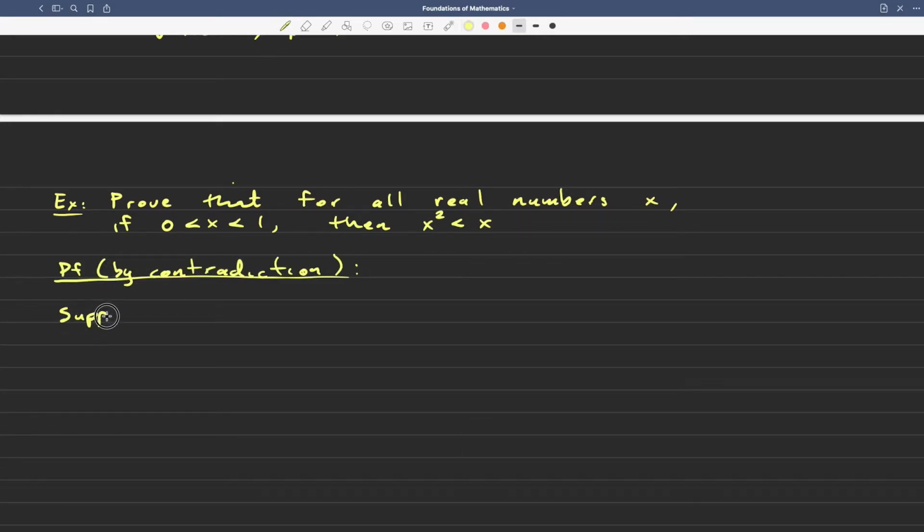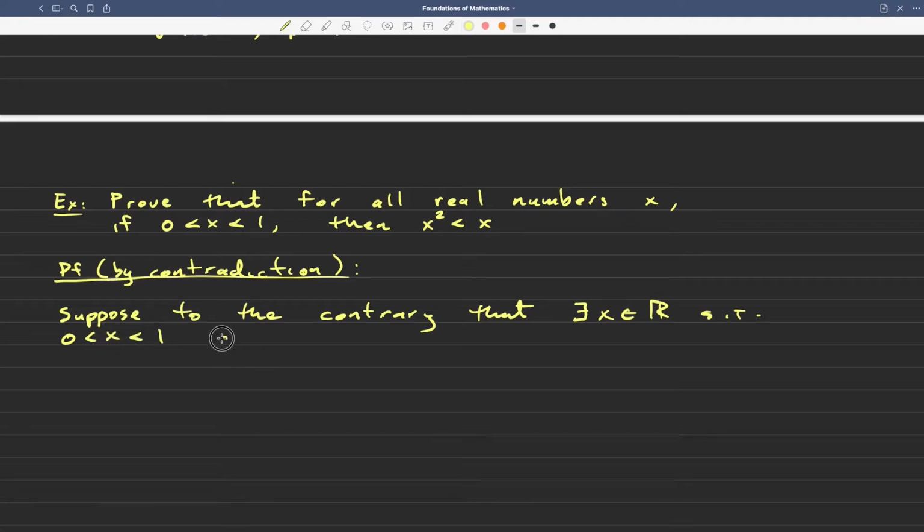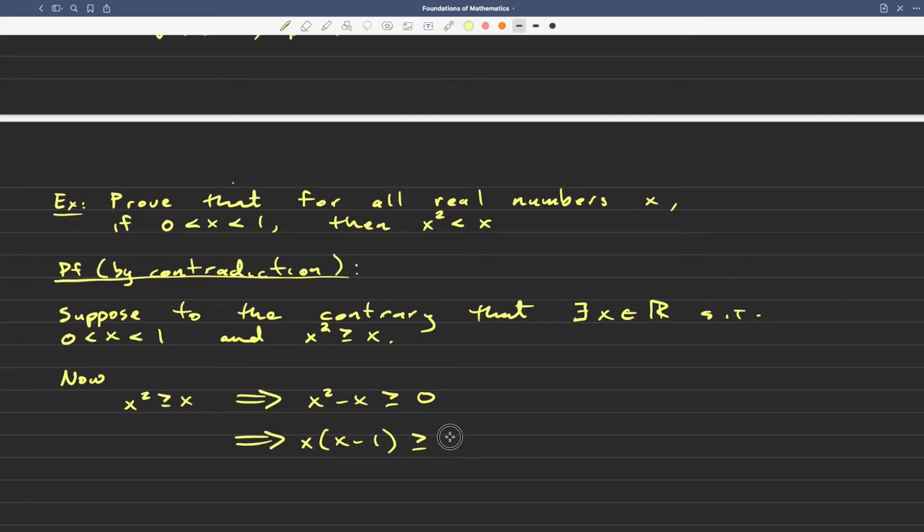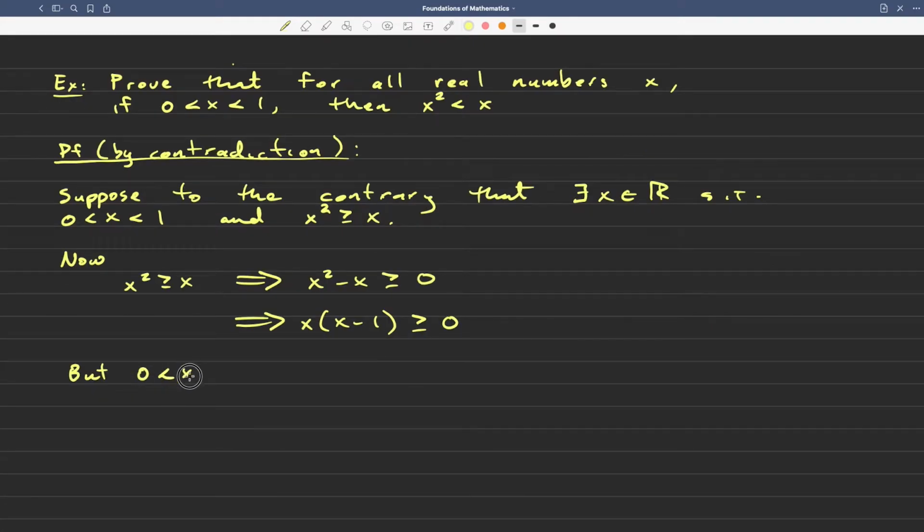Suppose to the contrary that there exists some x in the reals such that 0 is less than x is less than 1, and the conclusion is not satisfied, and we have x squared is greater than or equal to x. Now, x squared being greater than or equal to x would imply that x squared minus x is bigger than or equal to 0. And if I factor the left-hand side, that would be x times x minus 1 is greater than or equal to 0.